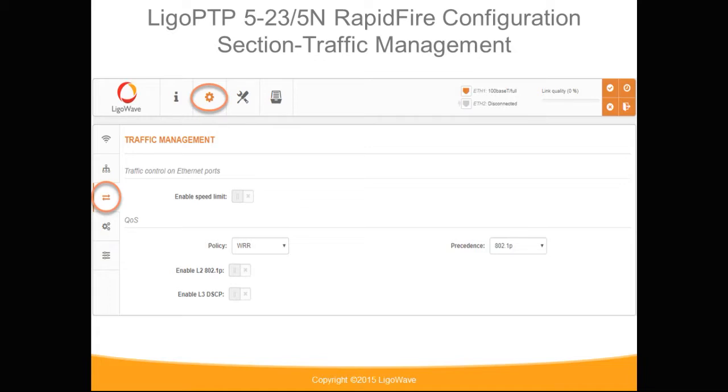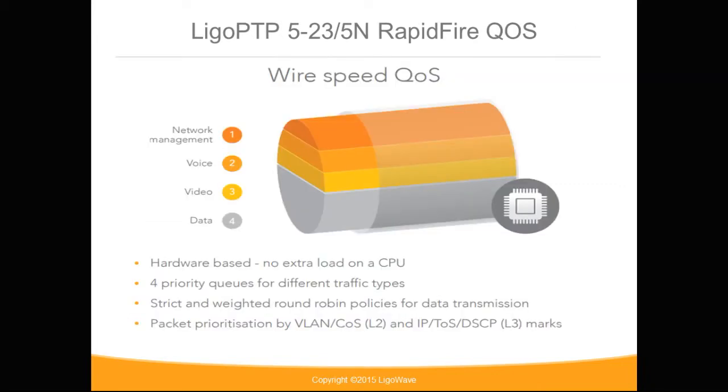Under the Configuration Traffic section is where you're able to enable your speed limitations as well as turn on and configure your QoS setting. The RapidFire QoS is hardware-based, so no extra load is on the CPU. There are 4 priority queues for different traffic types.